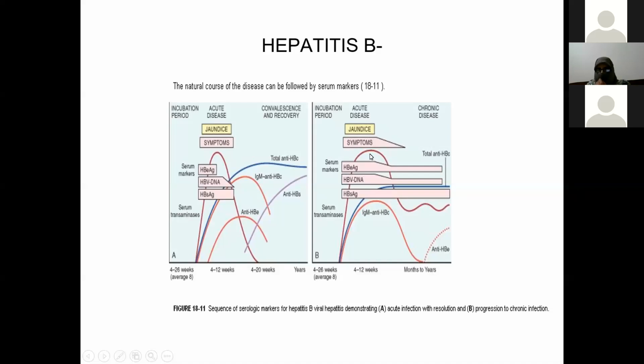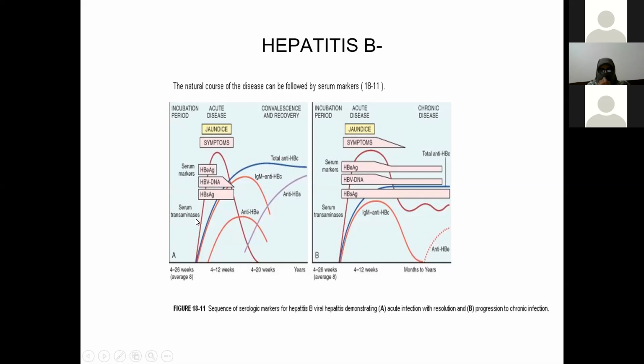What is happening in figure B? There is progression. Okay, so if we start from here, this is the incubation period. If you recall, the incubation period is 4 to 26 weeks. The incubation period is the period where the patient has acquired the infection but has not yet produced symptoms and is asymptomatic. So when the patient becomes symptomatic, what is that? We studied in liver disease that jaundice is the hallmark of liver disease. So the patient has developed nausea, vomiting and jaundice.